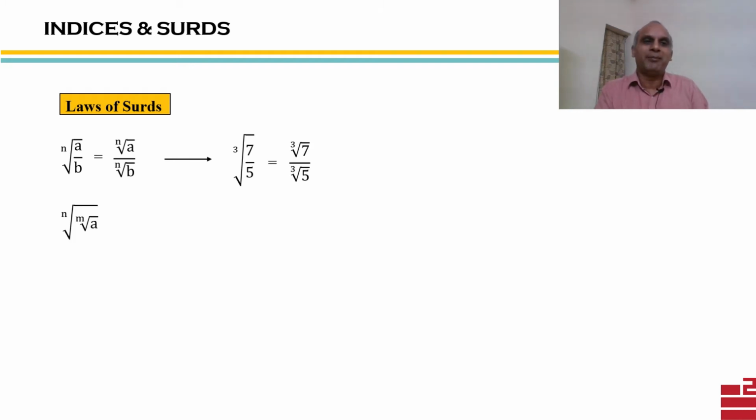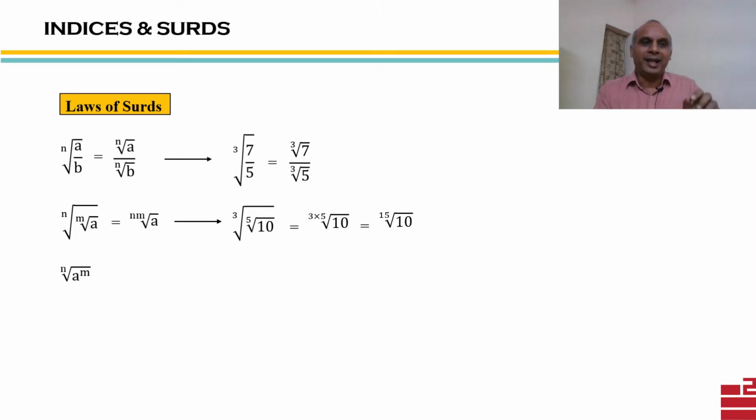Nth root of mth root of a. This we can write as n into mth root of a. That means in the two root formats, n and m are there and they are getting multiplied. Let's see an example. Suppose we are given cube root of fifth root of 10. We can write it as 3 into 5 because in the root format we have 3 and 5. So 3 into 5 is 15. So it becomes 15th root of 10.